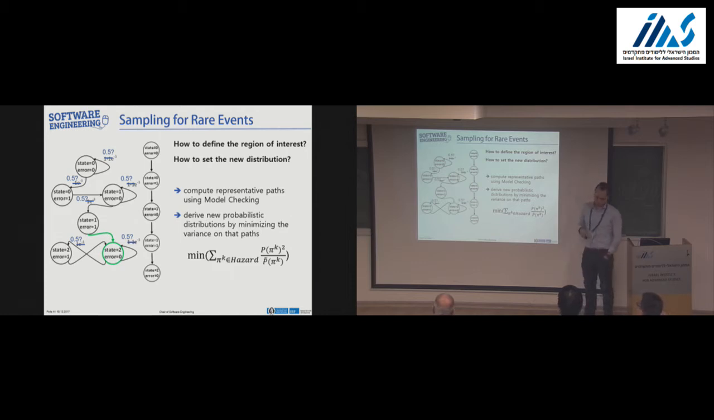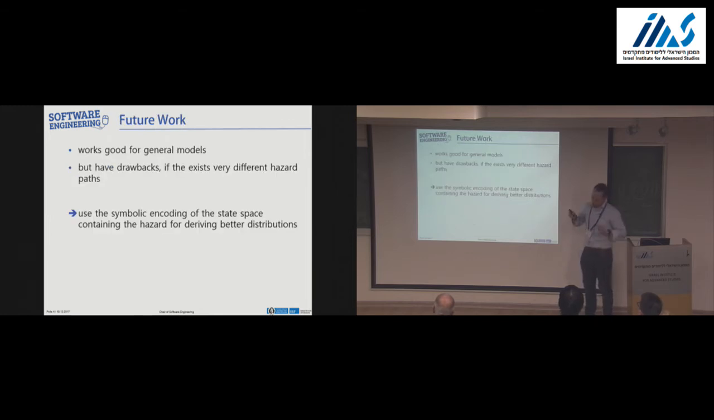And what we found out is that this works quite well, even with larger systems, but there are always drawbacks when this is not the case, that all hazard paths share some suffixes. For future work, what I want to do is use some symbolic execution or some SMT-style execution to derive the hazard paths.